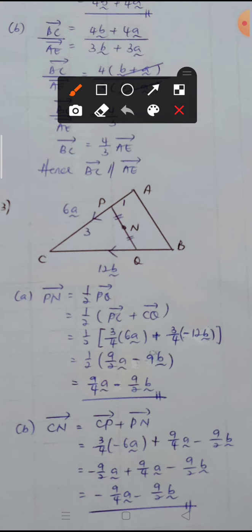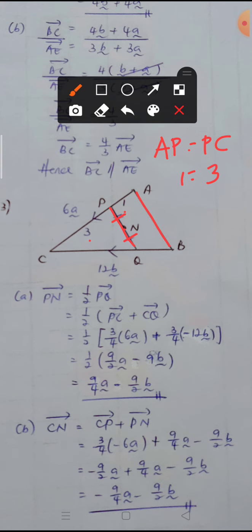Based on question 3, the given diagram. The first info we have is AP ratio to PC is 1 to 3. So AP is 1, P to C is 3. The second info is PQ is parallel to line AB. These two lines are parallel. Class, if these two lines are parallel, that gives us important info when we are going to find the vector. Next, N is the midpoint. If N is a midpoint, that means these two parts are equal.